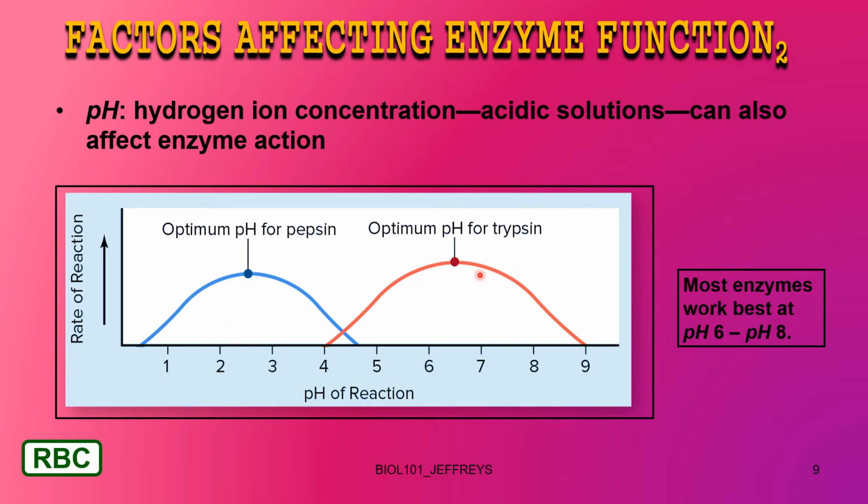Versus trypsin, which works very well in an environment with a pH of about 6.5, right? Most human enzymes work best in that very narrow range between about 6 and 8. So we're looking at 6.5, there's 7 neutral, here's 8. So right in that range.